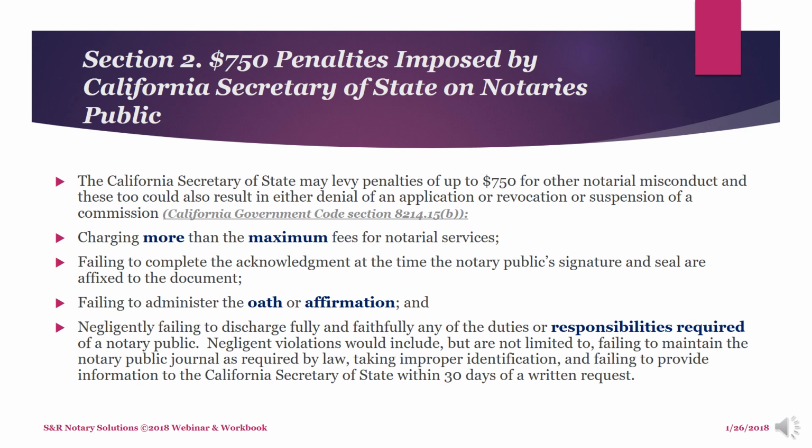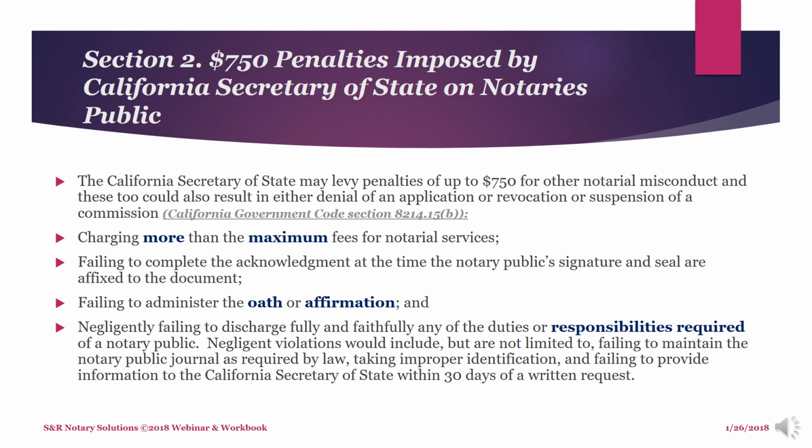Section 2 covers $750 penalties imposed by the California Secretary of State on notaries public. The California Secretary of State may levy penalties of up to $750 for other notarial misconduct, and these too could also result in either denial of an application or revocation or suspension of a commission. Examples include charging more than the maximum fees for notarial services, failing to complete the acknowledgement at the time the notary public's signature and seal are affixed to the document, failing to administer the oath or affirmation, and negligently failing to discharge fully and faithfully any of the duties or responsibilities required of a notary public.